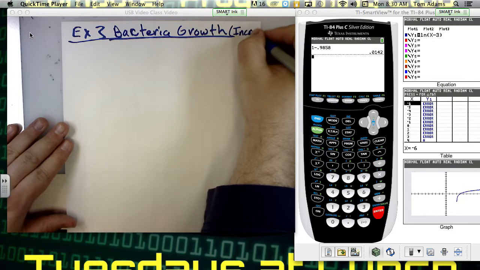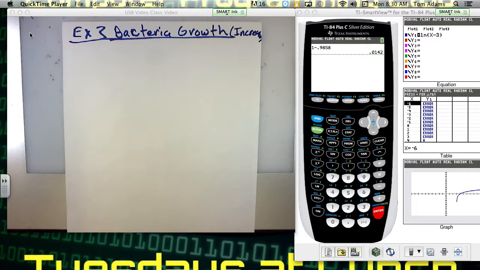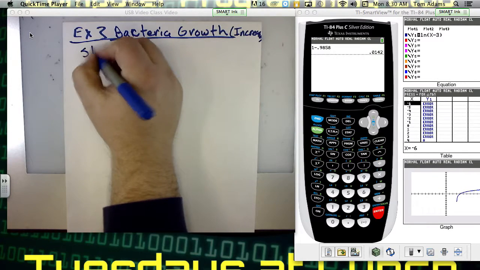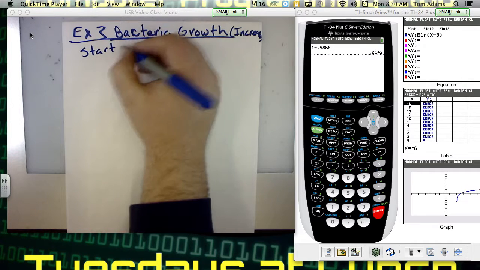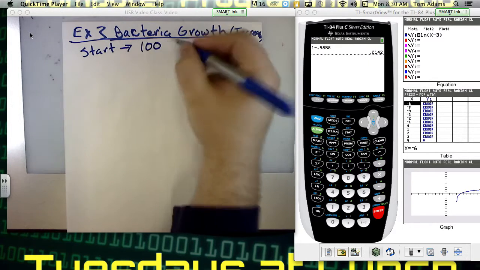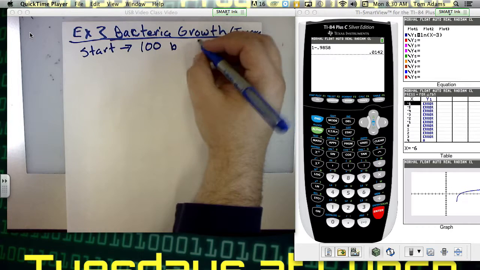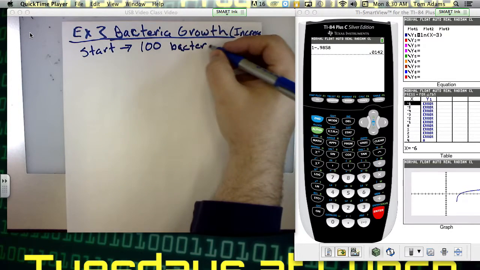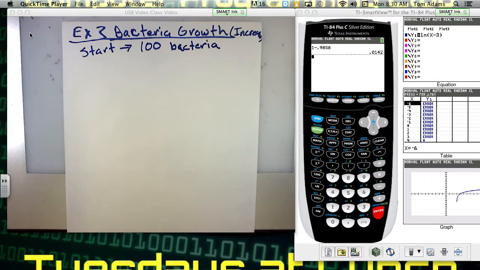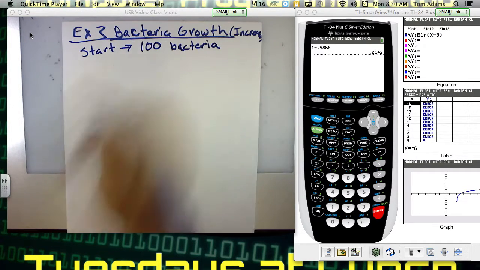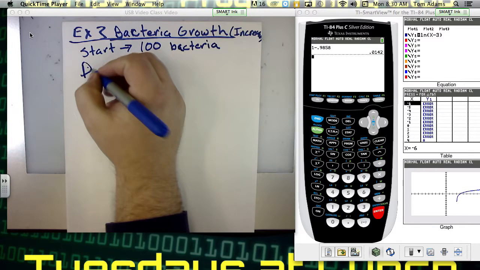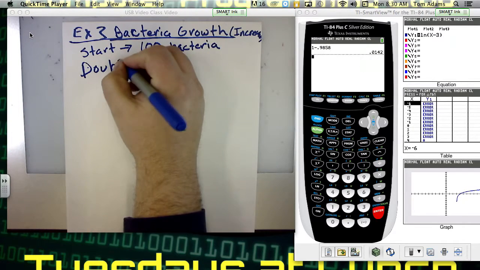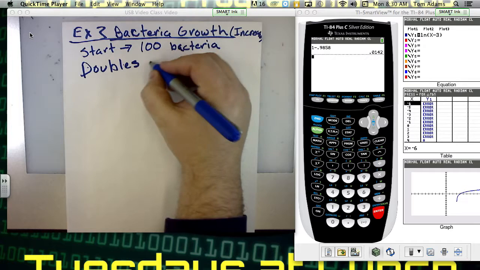So before we even get started, that's what it tells us. Well, it says that suppose we have a culture of 100 bacteria. So we start with 100 bacteria. Okay, and we put it in a petri dish, and then it says that it doubles every hour.